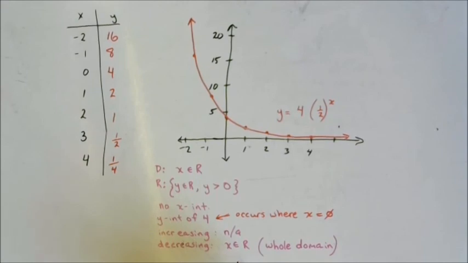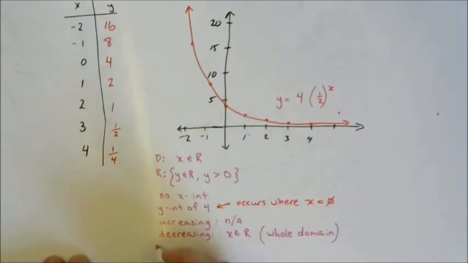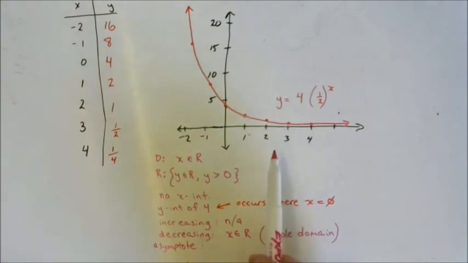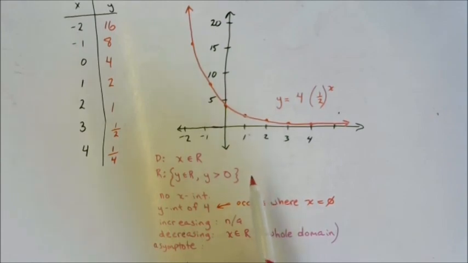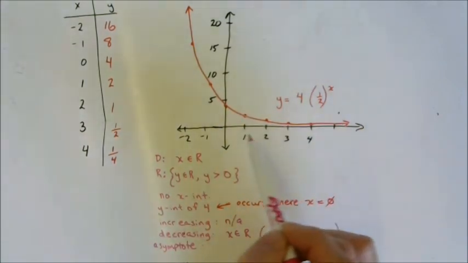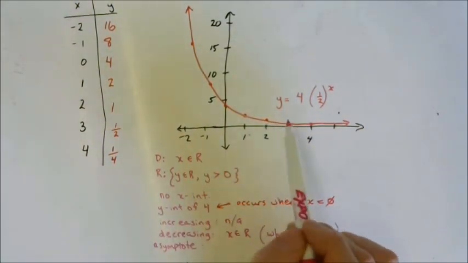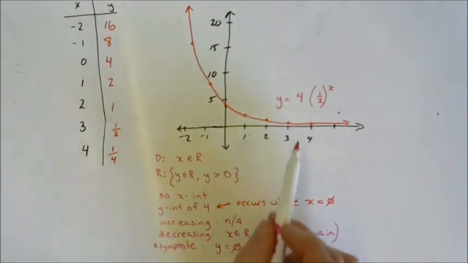An asymptote is a line that the curve gets closer and closer to, but never reaches. Are there any asymptotes here? Yeah, there is. What is it? The asymptote is an actual line that this graph never touches. As we read from left to right, we're getting closer and closer to y equals 0, but we will never touch it. So our asymptote is y equals 0. That's the line that it will never touch.